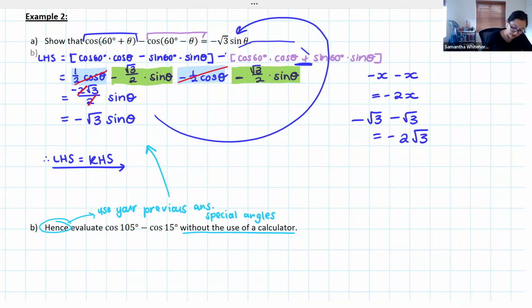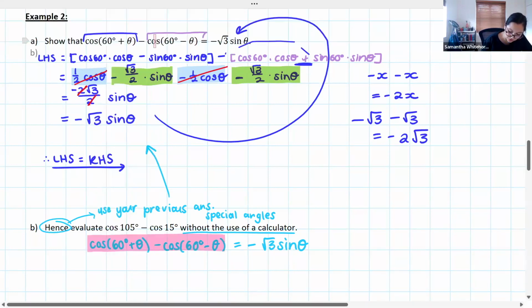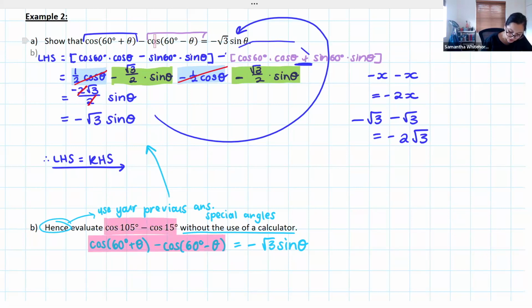So what we were given in the question above was the fact that cos of 60 plus theta minus cos of 60 minus theta was equal to that negative root 3 sine theta. So my question to you now is, do you see any relation with what you have been given with what you are now working with? Could you potentially work out what theta is? Could you see some sort of pattern forming here? Is there anything that we can now determine from what we were given to what we're now working with?